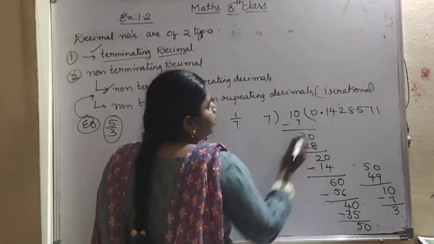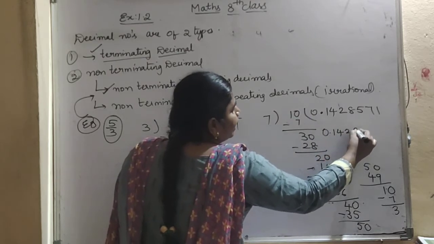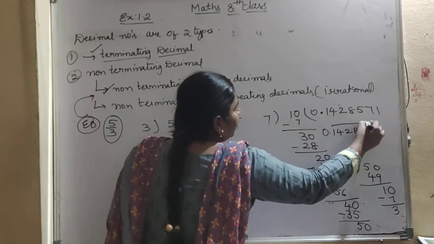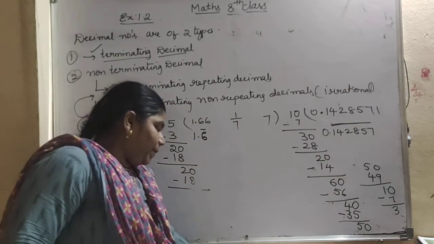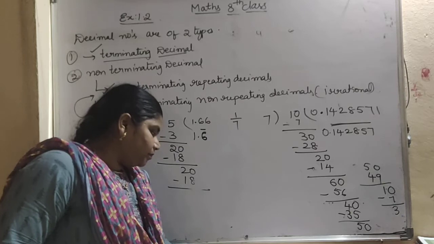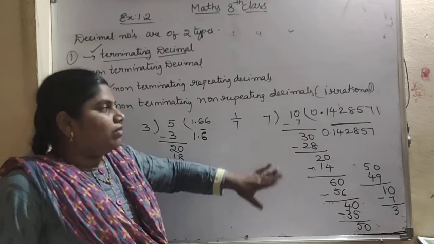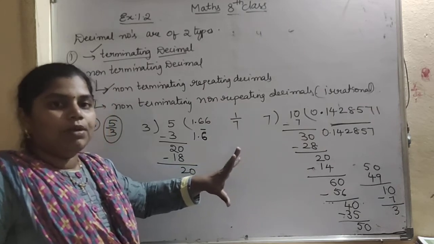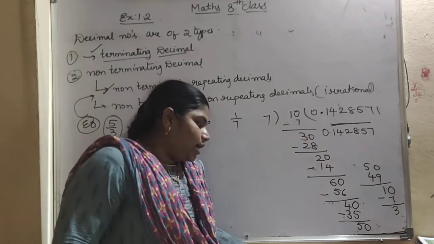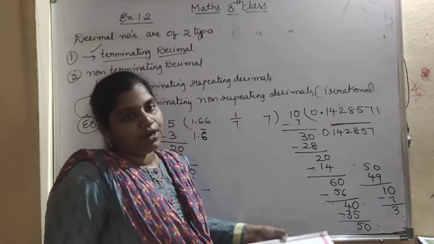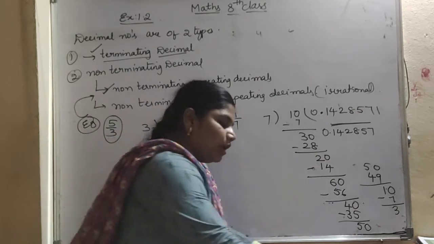And in the same way here, what is the bar value? 0.142857 is having the bar, because only that number is going on repeating. Why we are keeping the bar? Because that number is going on repeating. Okay, so next is conversion of decimal forms into rational number. How to convert the decimal number into a rational number we will see.